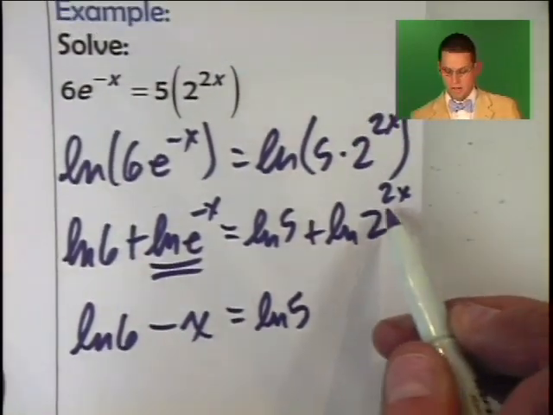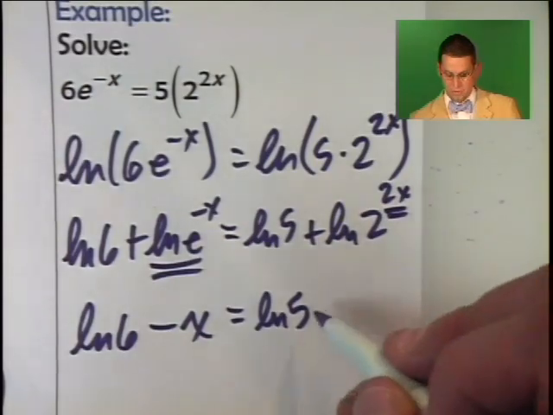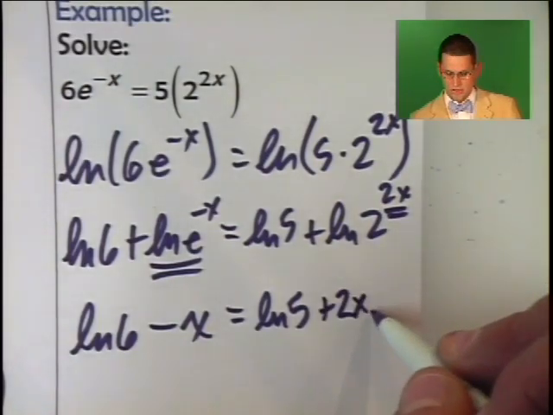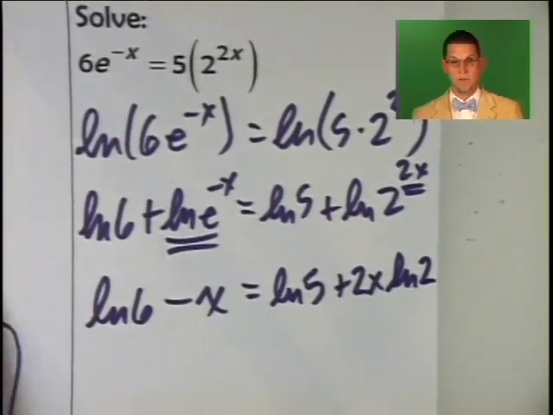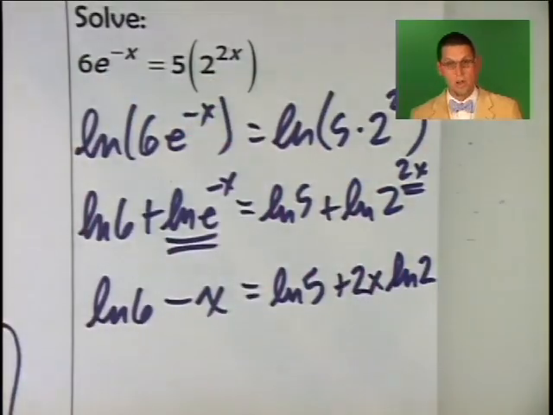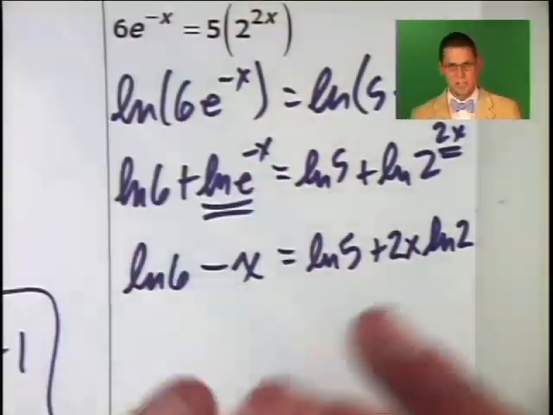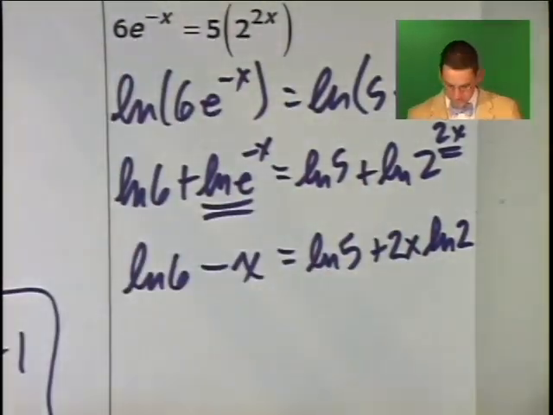And over here, I could bring the 2x exponent out in front. So that becomes 2x times the natural log of 2. So notice all those properties of logs that we did on a previous show, they are now the tools that we're using to actually solve equations, okay? They're not just good as ends in and of themselves. We're using them as a means to solve something else.